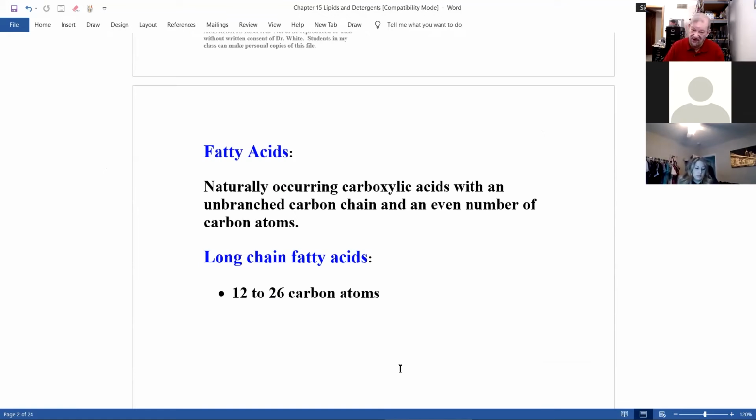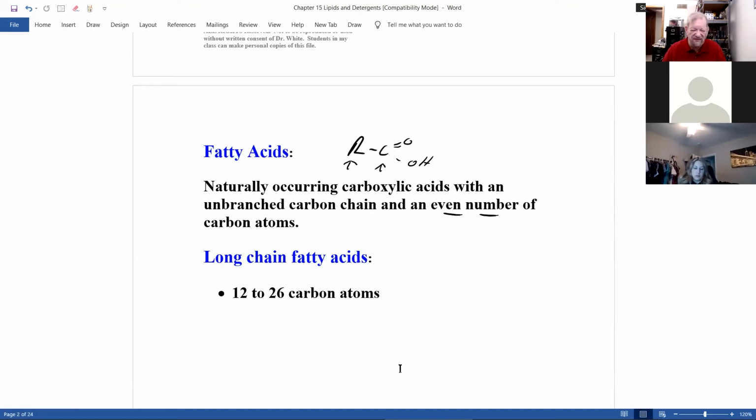naturally occurring, meaning they come from nature, carboxylic acids. They're always unbranched, straight chain. Mother Nature doesn't like branching, and they're always an even number of carbon atoms. What I mean by even number: here you have a carboxylic acid, and this carbon plus the carbons in R in fatty acids are always even, always.